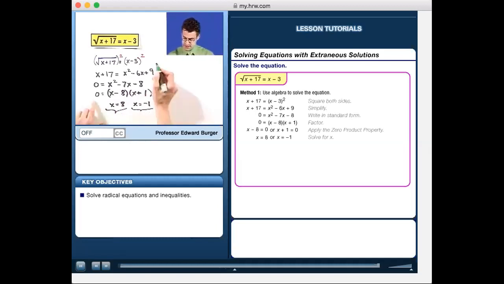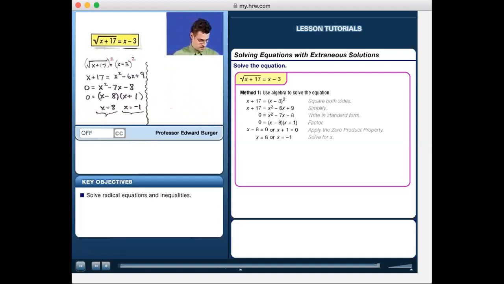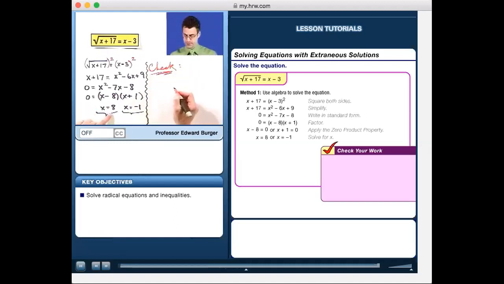So let's check these things and see how we make out. So we'll do our check. Check, please. All right, let's start with the 8. So x equals 8, check. We're going to plug it into the original thing, not into any intermediate stuff that you generated, but the original one. So we have square root of 8 plus 17. So that's the square root of 25, which equals 5. And what do I get on this side? If I put an 8 in here, I see 8 minus 3, which equals 5. So it checks. So this is a good answer.